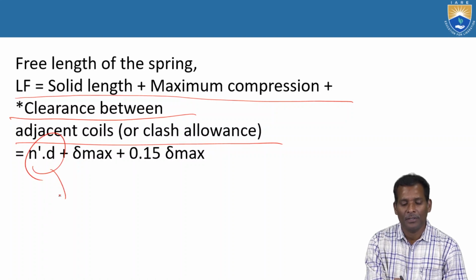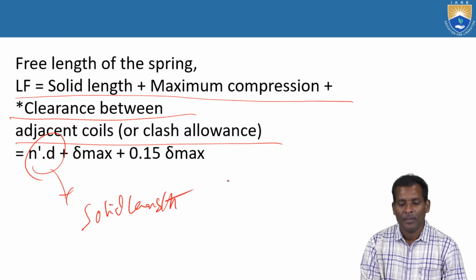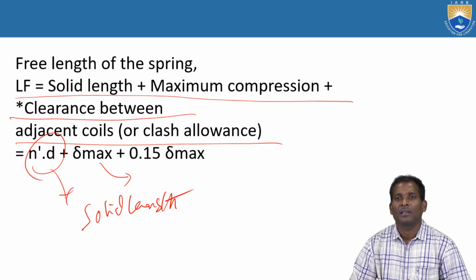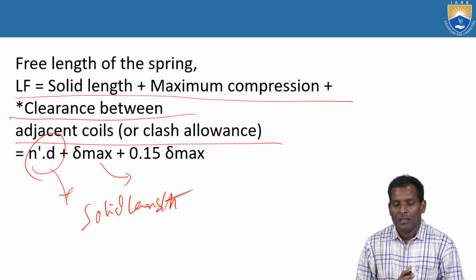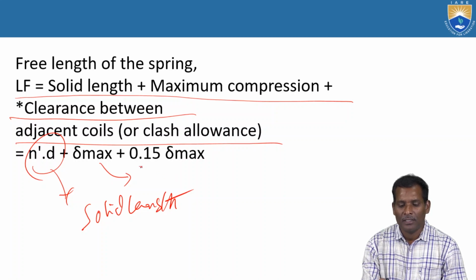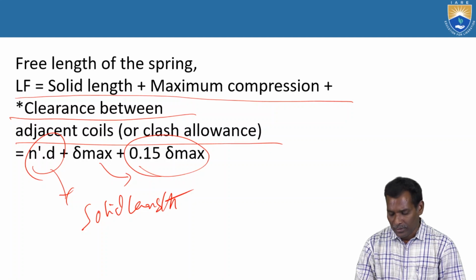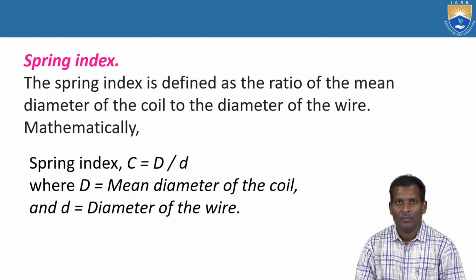So N dash d, which you already know, is the solid length, and maximum compression is delta max. So the spring can compress up to a maximum value. And then the clearance between the adjacent coils, the standard allowance given to springs, is 0.15 delta max. So we will get the free length.